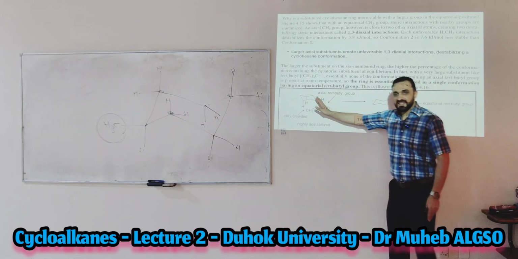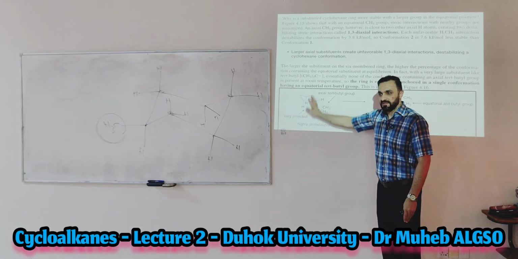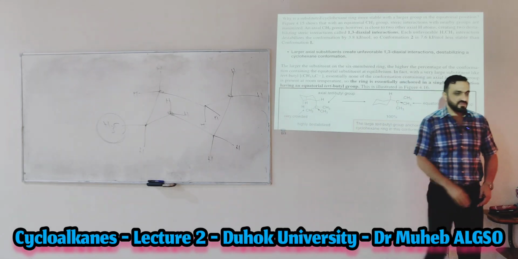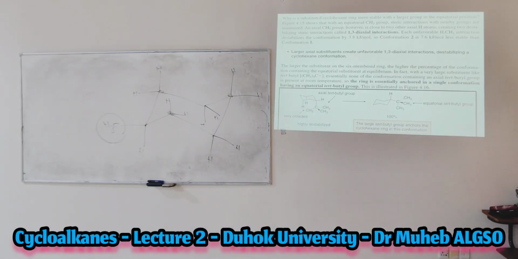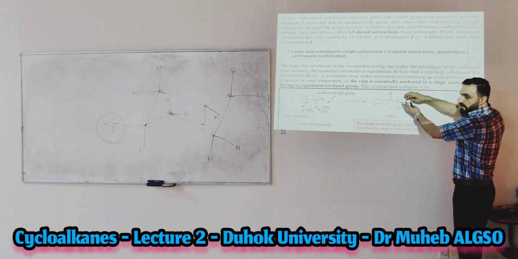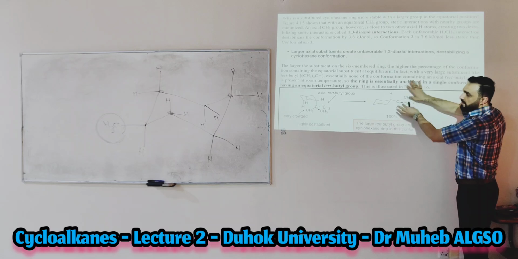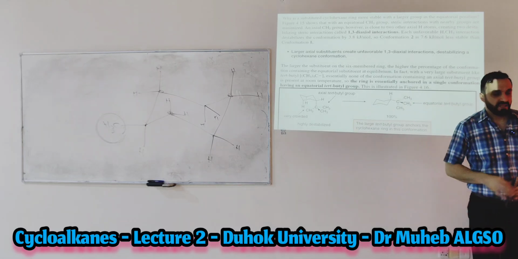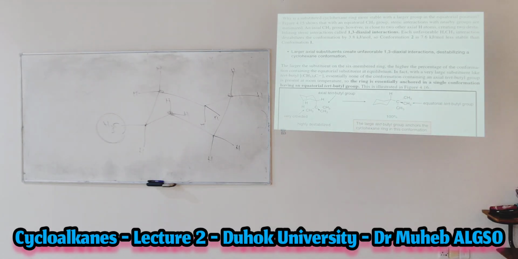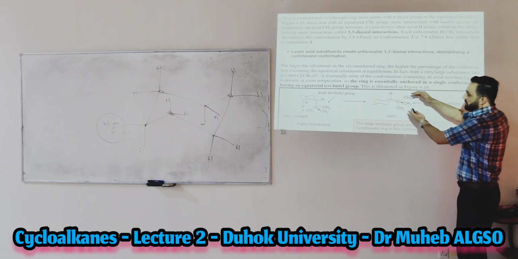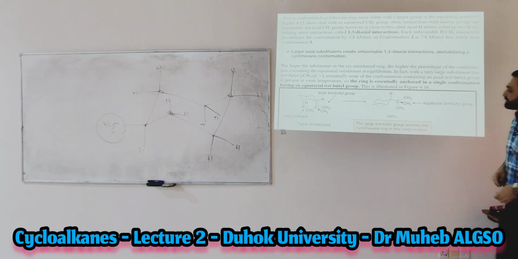Why? Because this is very stable, and the other is an unstable chair form, an unstable conformation. So the ring is essentially anchored in one conformation having the equatorial tertiary butyl group. Always we say, remember, the bulky group will be in the equatorial position. This note is so important. All the time, the bulky group will be in the equatorial position.